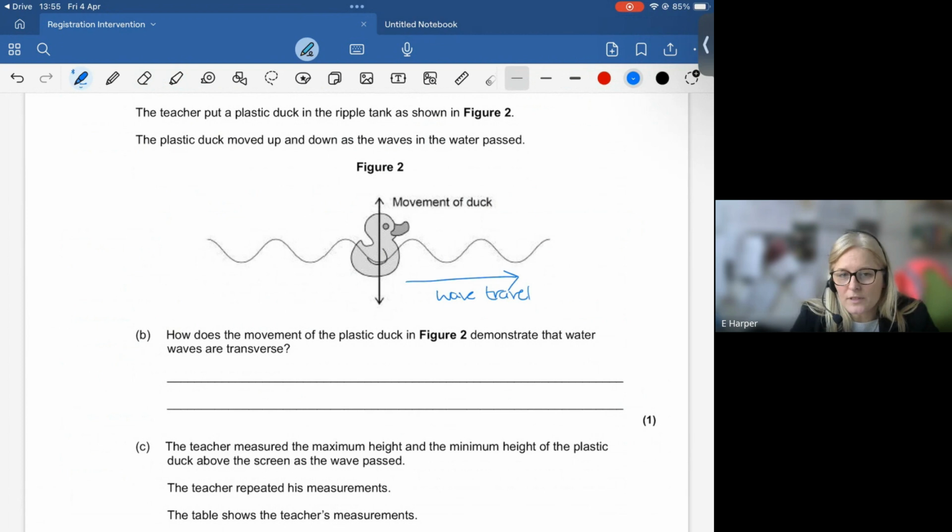Now, what might be interesting is, as the wave's moving in that direction, the duck will continue only to go up and down. It won't move along with the wave. If you're not sure about that, feel free to practice. I guarantee you it's not going to go anywhere other than up and down.